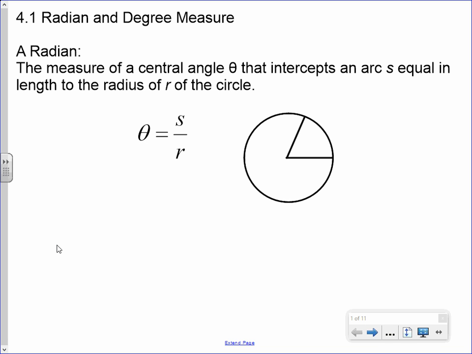So I'm just going to give you a moment to write this down and draw the picture, and then we'll talk about it. Okay? You've worked with radians before, but like I said, last year and the year before, I suppose, was both.